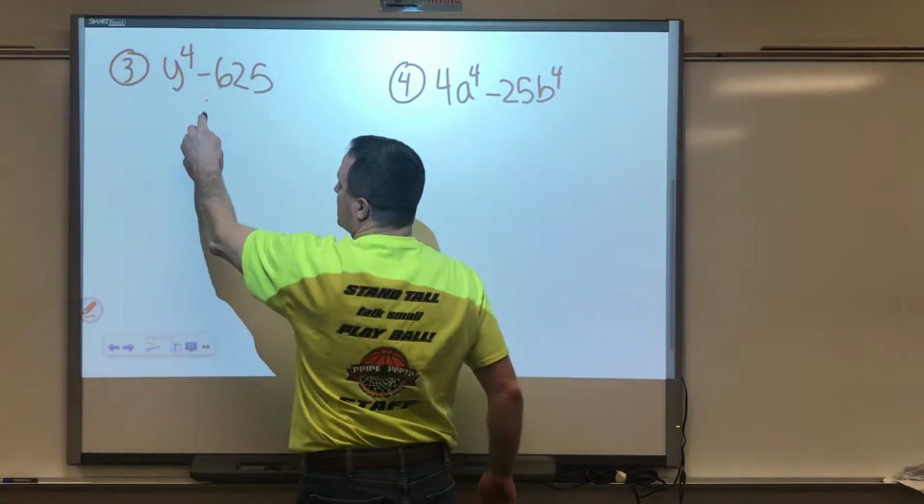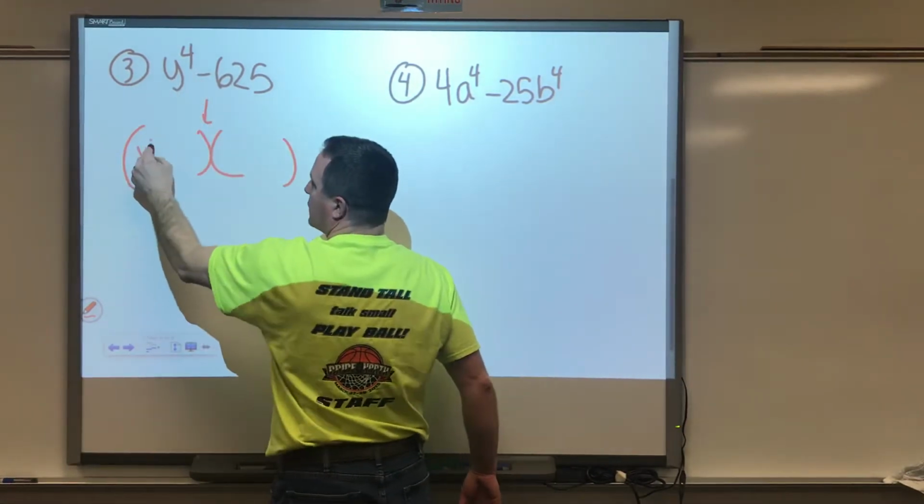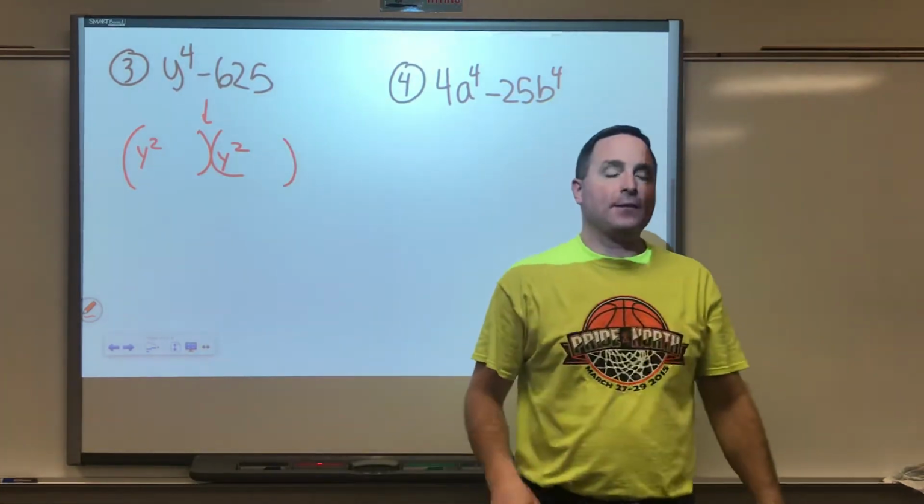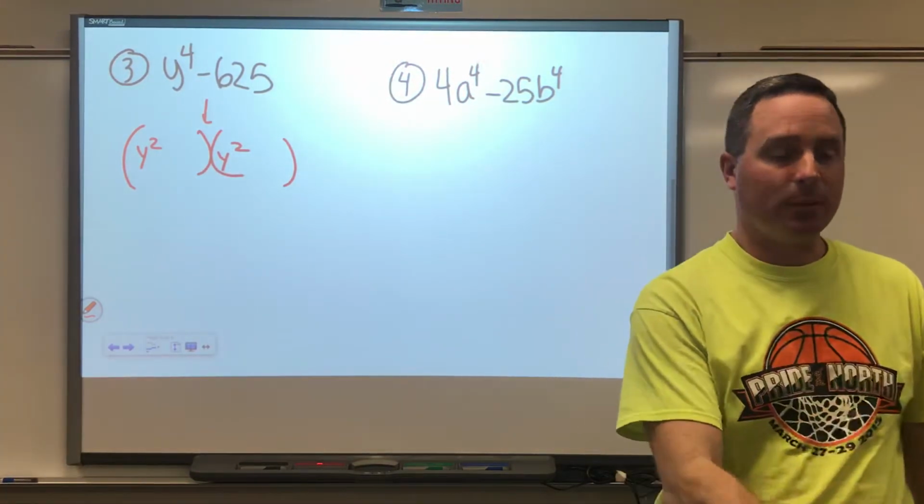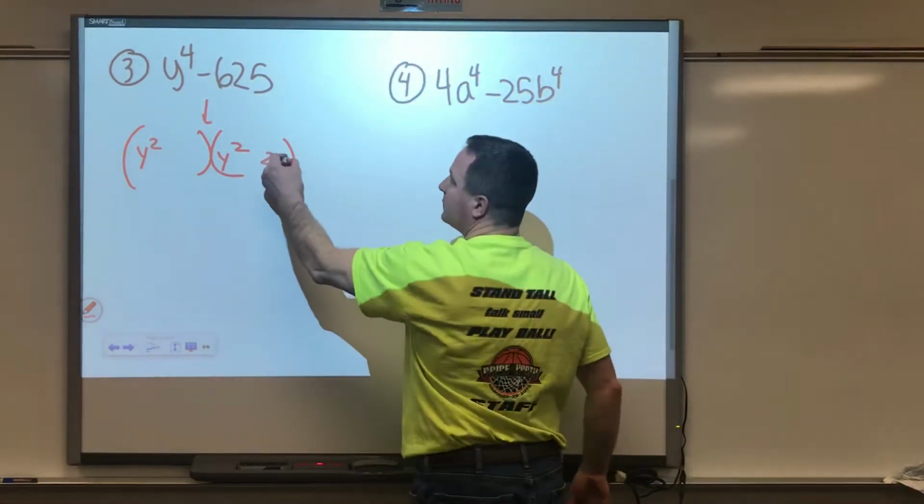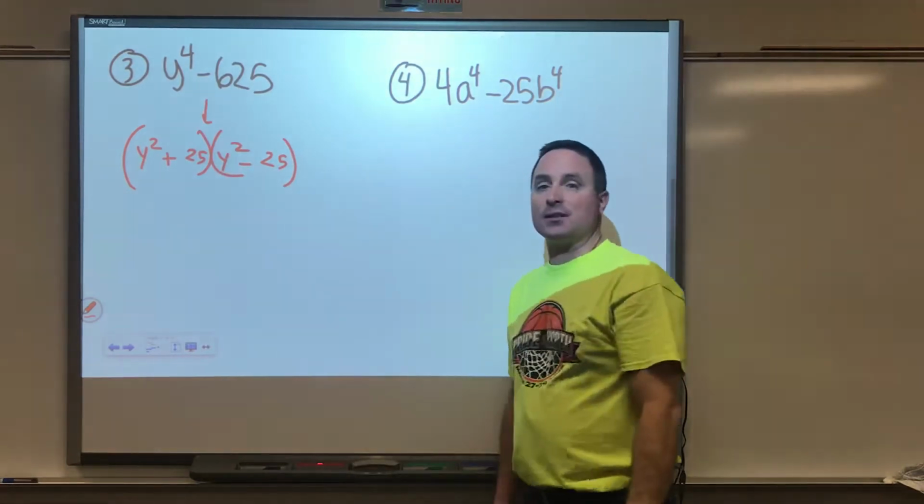Well, how about this? Can I break it apart? I know y to the fourth is y squared and y squared. What about 625? Is it a perfect square? If you tried the square root of 625 on your calculator, you're going to see that it tells you it's 25. It is a perfect square. And 1 is plus and 1 is minus.